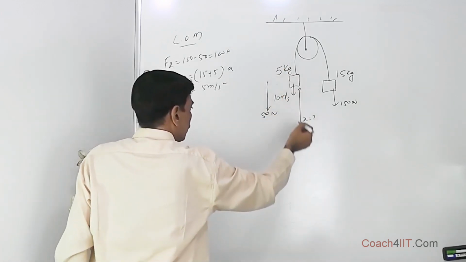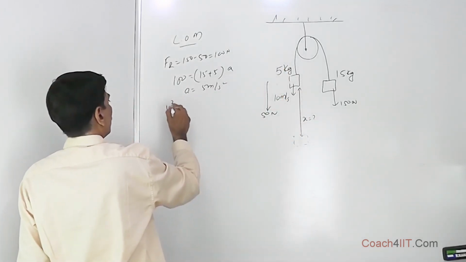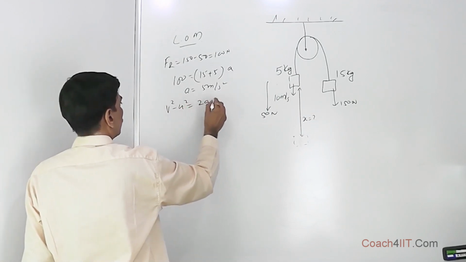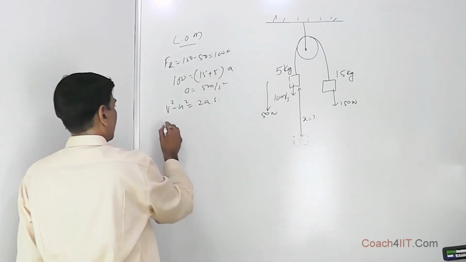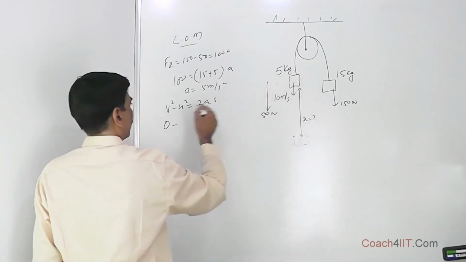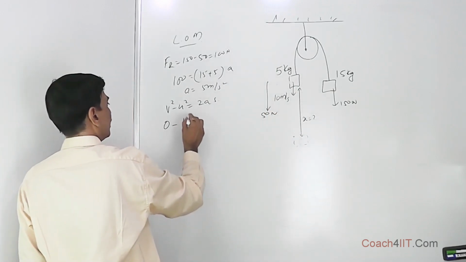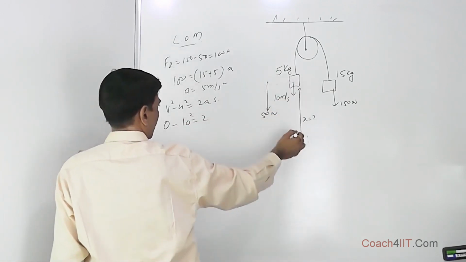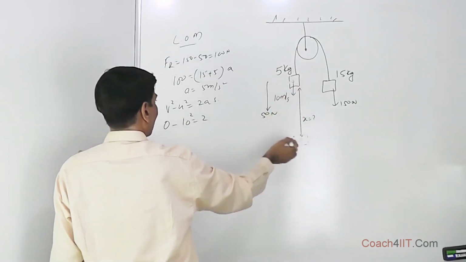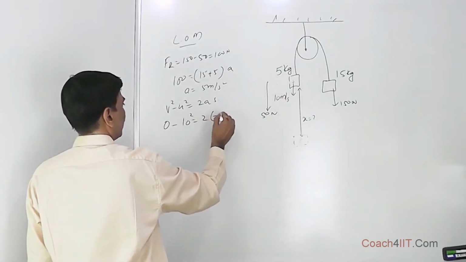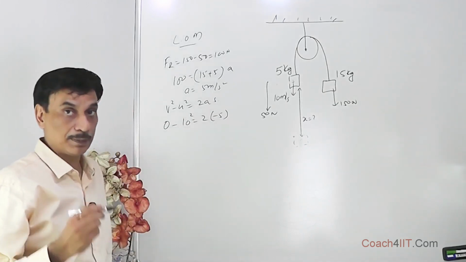So it means when it goes from here to here, it will be retarding. We use v squared minus u squared equals 2as. Final velocity is 0, minus u squared, where the initial velocity given is 10 squared, equals 2 times the acceleration. When it is going from here to here, it is retarding, retarding at 5 meters per second squared.